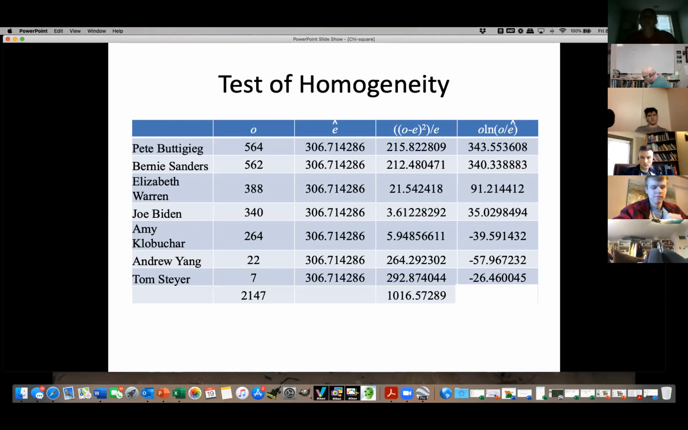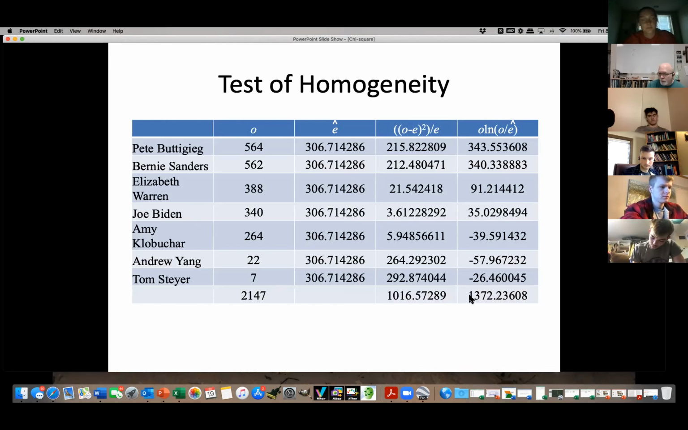G-tests tend to be a little more advantageous when you have frequencies that are close to zero. So for example, down here with Tom Steyer, it gives you a similar sort of equation. In this case, you take the observed value and you multiply it times the natural log of the observed divided by the expected. And when you get that, it gives you a larger number, but they're still both amazingly large. And you evaluate this the same way that you would evaluate the chi-square test.